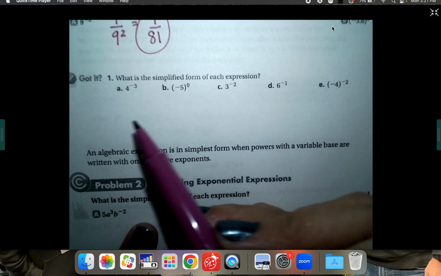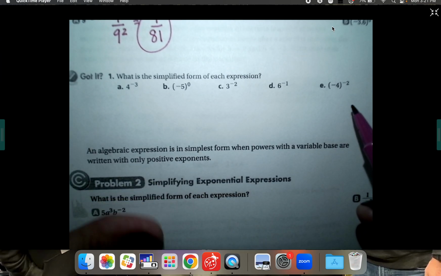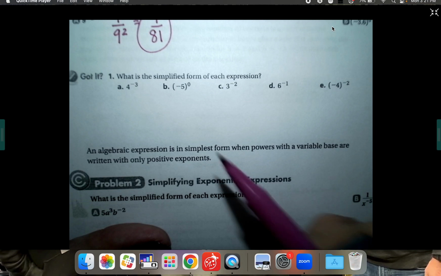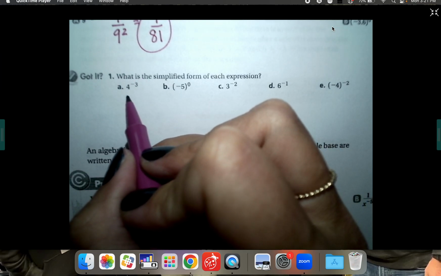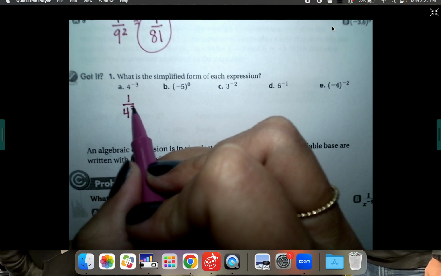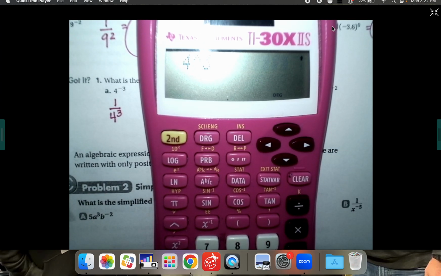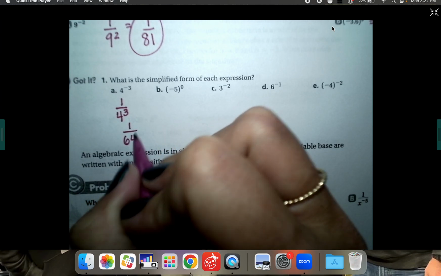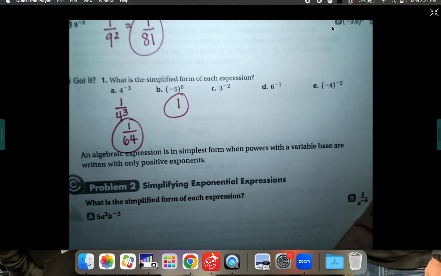Okay, I would like for you to pause the video and try these 5 to check and see if you're understanding. If you are moving on and want to check your answer, or maybe you're not sure you did the right answer, I can work these out with you. 1 over, get rid of that negative, and it would be 4 to the now positive third. If you simplified that, 4 to the third is 64. So this would be 1 over 64. Anything to the 0 power is 1.